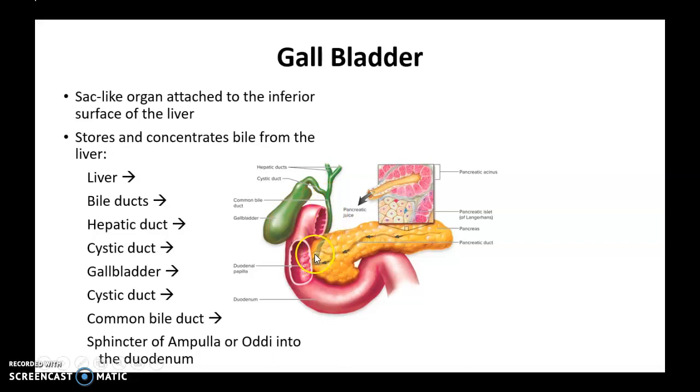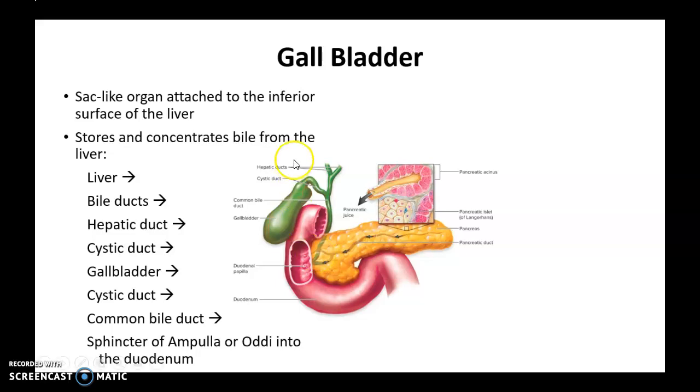The common bile duct dumps bile into the duodenum via this opening called the major duodenal papilla. Don't worry about that term. All right. And then if there is no chyme in the duodenum, there is a sphincter muscle called the sphincter of ampulla that closes, preventing the bile from being dumped into the duodenum.